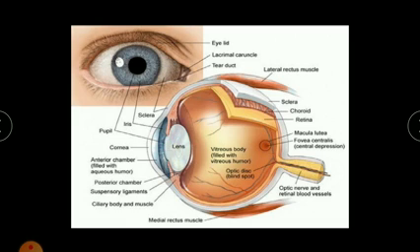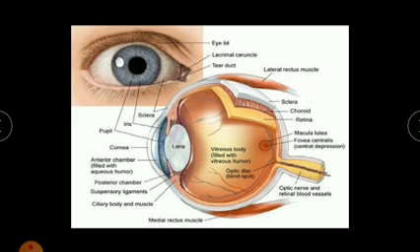Since the first portion of the human eye will not get nutrition, as blood vessels are not present over here, what does this aqueous humor do? Aqueous humor provides nutrition to cells, this lens and all, so that it can survive. Since blood vessels cannot reach over here, aqueous humor helps in providing nutrition to cells.